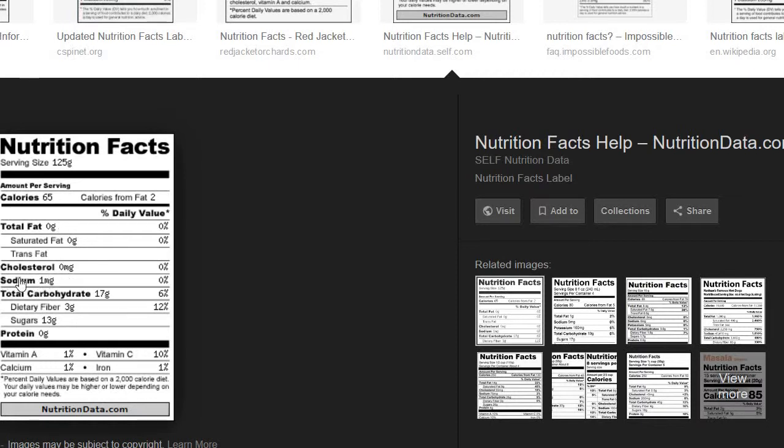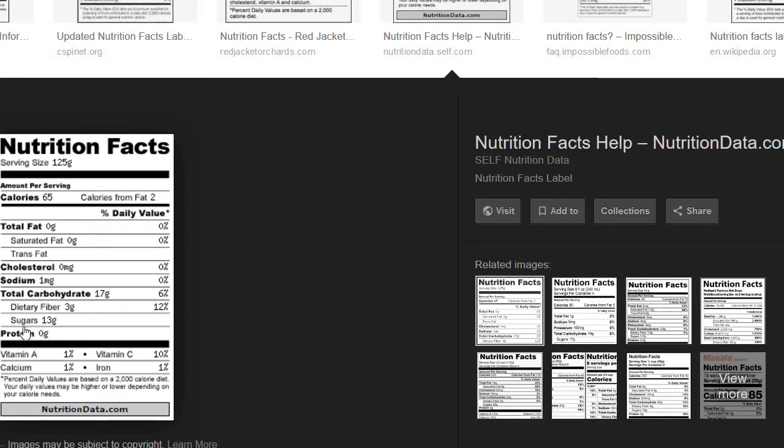Now sodium is not an organic molecule because it doesn't have carbon. It's just a salt. We just put that on nutrition facts because salt is important in our diet. Then we have carbohydrates, dietary fiber, sugars. Those are all carbohydrates, as the word says here. And then proteins down here at the bottom.